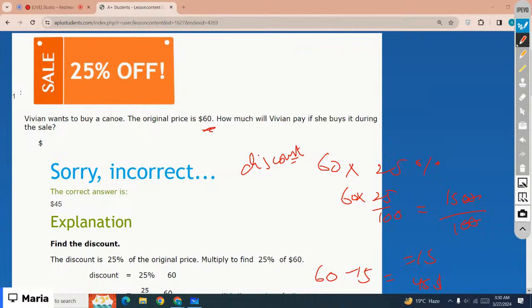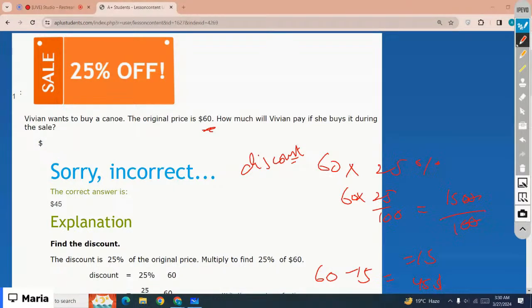Got it? Let me just explain again. Just listen to me carefully. Whenever you buy something at the sale price, for example, 25% off, you can calculate the discount. You can calculate the original price times the sale percent. Like here you have 25, so you have to do 60 times 25%. 25% means 25 by 100, so that is $15.